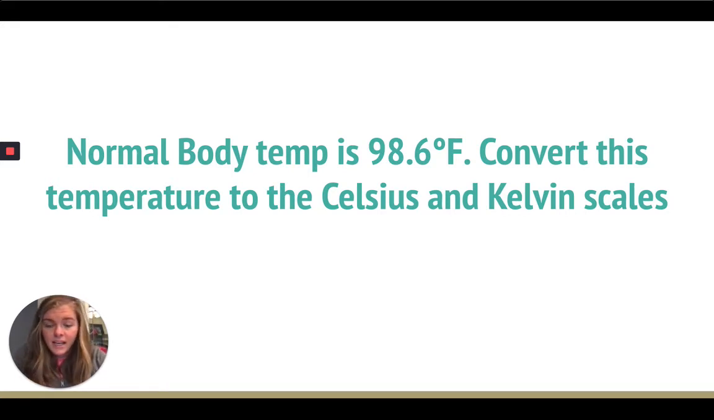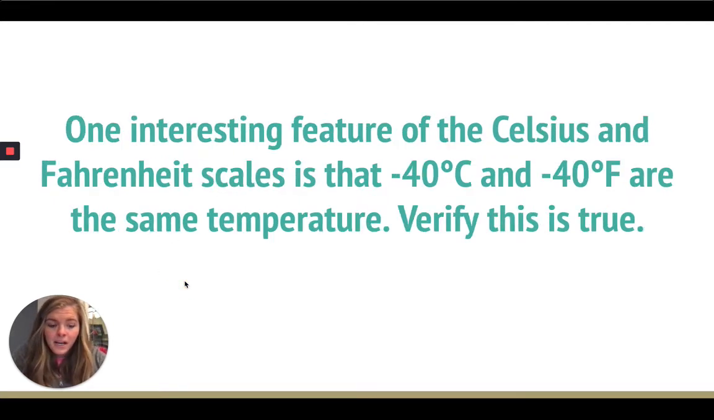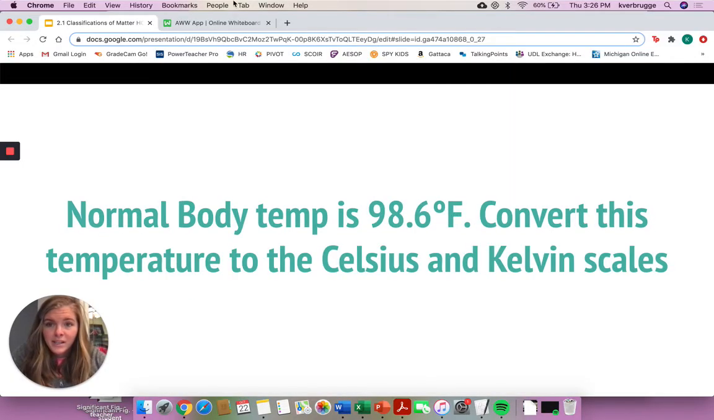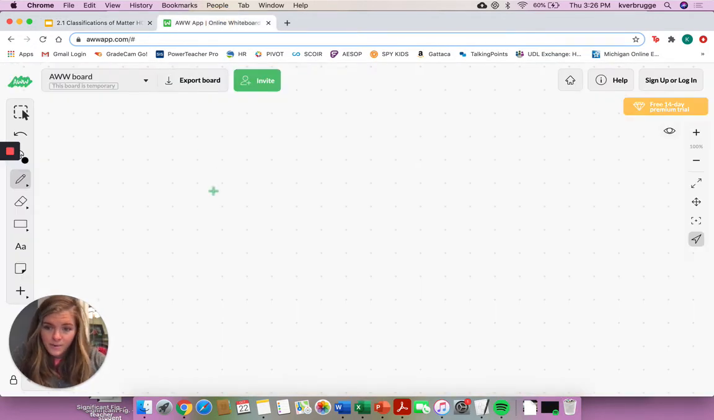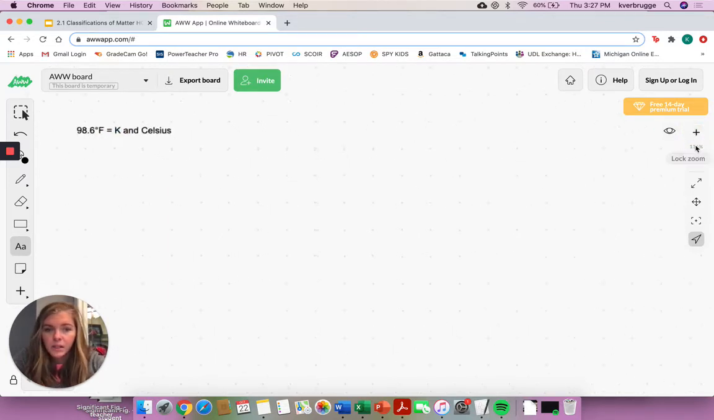Like I said, I am filming this at home today, so I do not have my handy dandy whiteboard behind me, so we are going to use an online whiteboard. Let's see if we can get this to work. I'm sorry, you'll have to be patient with me. So the problem said we have 98.6 degrees Fahrenheit, and we are looking to find both Kelvin and Celsius. I don't know if I can make this bigger, but I think I can zoom in. Doesn't make it bigger. Hopefully you can see okay.